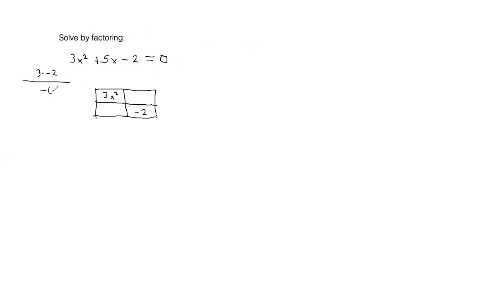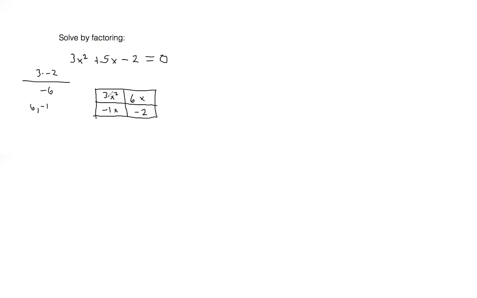That's going to be -6. What I want to do is find factors of -6 that add up to 5. If you're quick, you would notice that it's going to be 6 and -1, and these I'm going to pair with my variable and fill in my other boxes. So 6 paired with x and -1 paired with x. Does not matter which box I choose for which one of those.